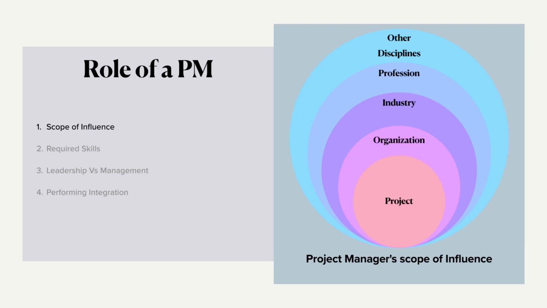The project manager can influence or get influenced by people in 5 different spheres. You can see the project, organization, industry, profession, and other disciplines. These are the 5 spheres where a project manager can influence somebody or get influenced by somebody. This drawing is a typical representation from the PMBOK Guide, 6th edition again. So you can see how important the 6th edition is for our exam. Let's quickly go one by one.